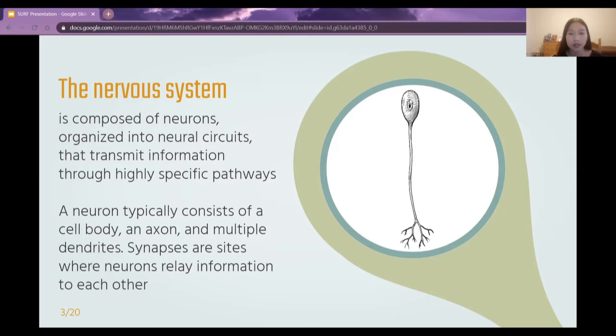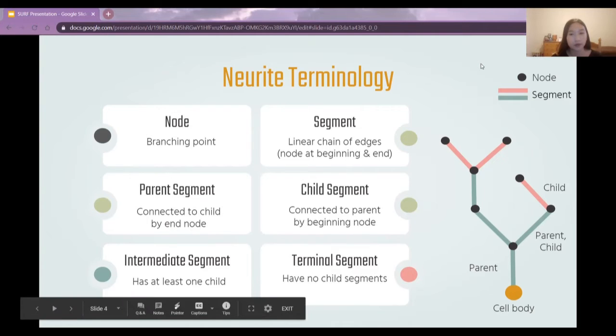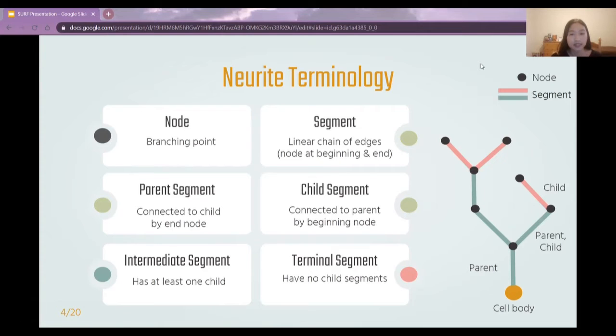So here we have the cell body, and this is the neurite along with its branches. The terminology we use to understand neurites is based off of graph theory. First, we start off our tree at the cell body, and we have neurites that grow from that cell body. A node is a branching point which connects adjacent segments, and a segment contains a node at its beginning and end. Parent segments are connected to child segments by their end node, and child segments are connected to their parent segments by their beginning node.